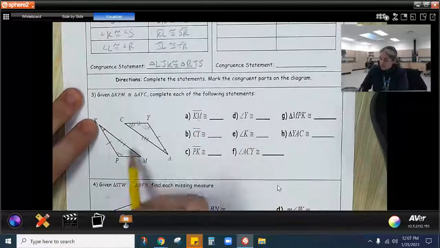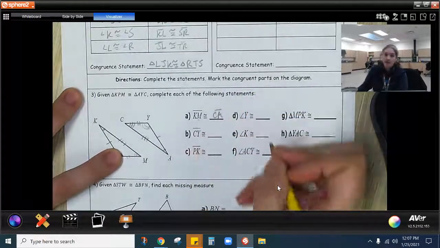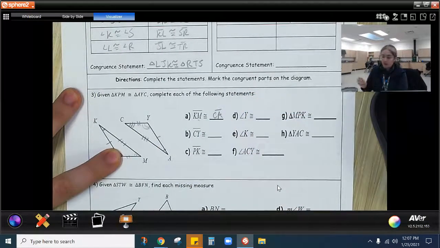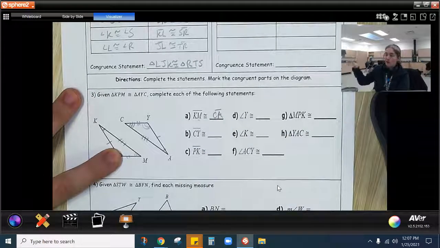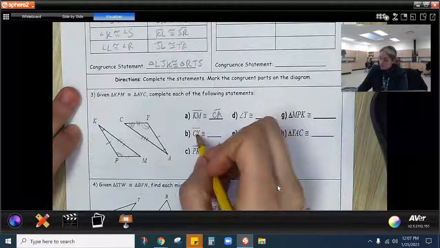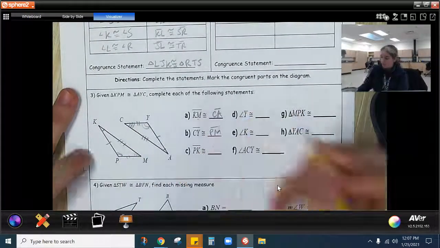KM is this guy right here. It has 3 wooshies, so it corresponds to side CA or AC. Doesn't matter, right? Order doesn't matter in that case. So you could have named it AC or CA. Takes us way back to chapter 1. CY has 2 wooshies. It corresponds to PM.